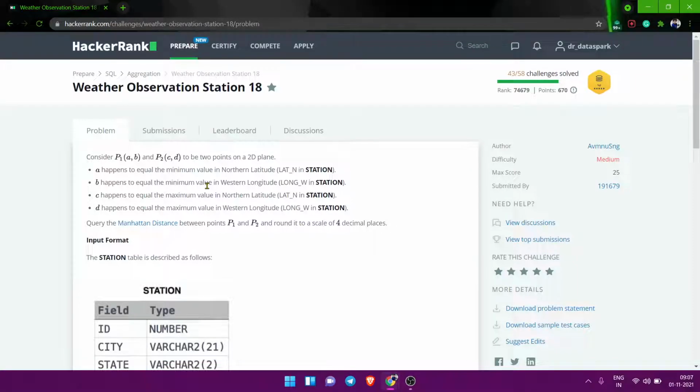Okay, this is a SQL question which I was trying to do. There are two points, P1 and P2, A and B, in a 2D plane. A is the minimum value of lat n and the minimum value of long W, the western longitude. C is the maximum value of lat n, and D is the maximum value of long W. Query the Manhattan distance. I'm not sure about the Manhattan distance.